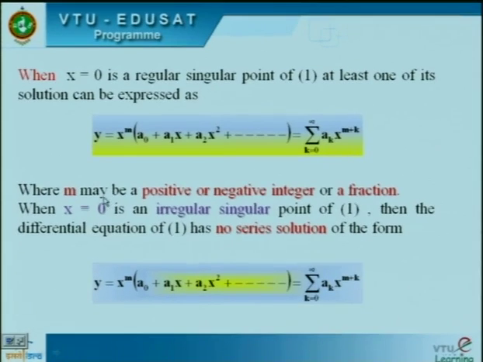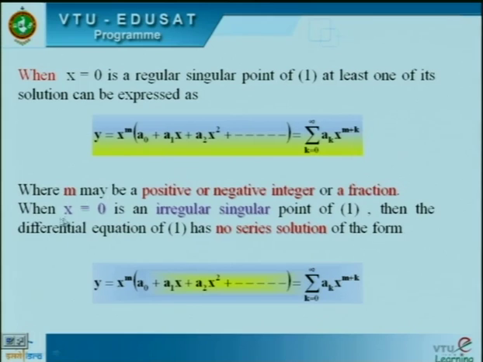Where m may be a positive or negative integer or a fraction. You can observe the solution of the given differential equation may contain m, right. So, here what is m? m may be a positive integer, m may be a negative integer, m may be a fraction, right. So, now I want to discuss all those cases. I can consider m is equal to a positive integer. So, what is the solution? And m may be a negative integer or m may be a fraction. I will take m is equal to 1 by 2. Then what is the solution, right.